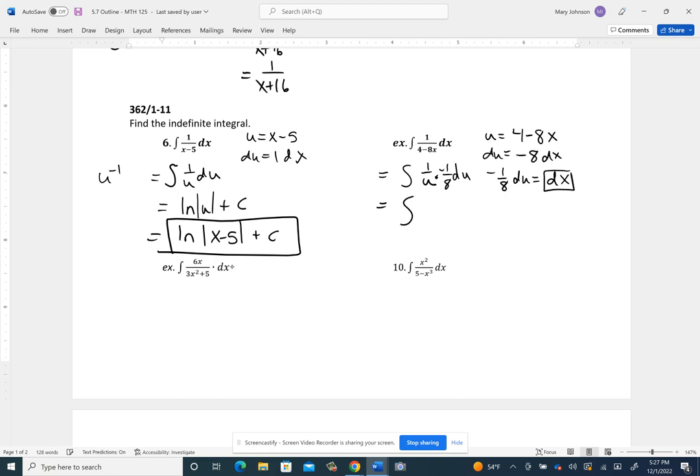Okay, so I need to do the integral of negative 1/8 1 over u du. Okay, so I'm going to be able to bring the negative 1/8 down since it's a constant. Then I want to do the natural log of u. And why don't we go ahead and put the 4 minus 8x back in? And these are absolute value symbols, not ones. And then make sure to add the plus c, and you're done.